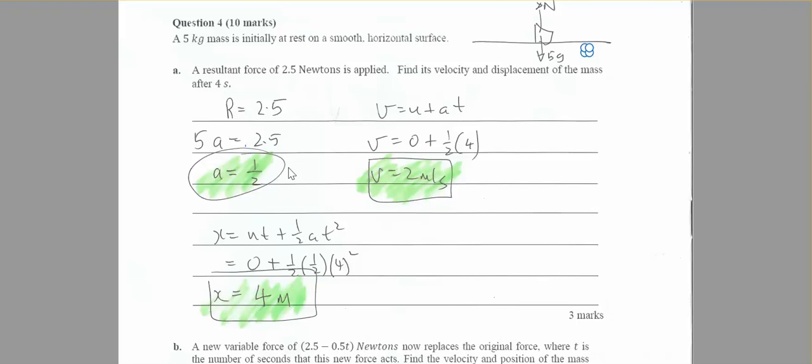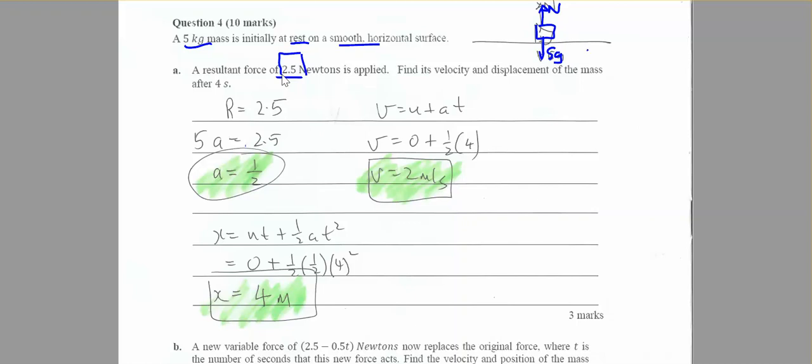Second question through is also worth 10 marks. We've got a 5 kilogram mass initially at rest on a smooth horizontal surface. So there it is. I've got a normal reactive force and I've got 5g moving down there. Resultant force of 2.5. So I've been given my resultant force and it's just a number and it's constant. Find the velocity and displacement.